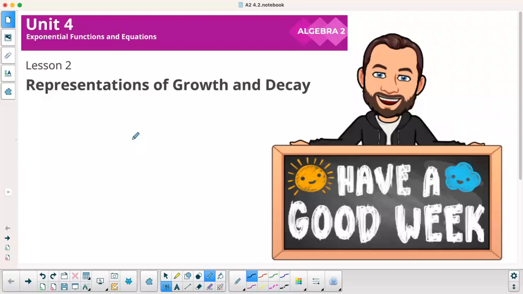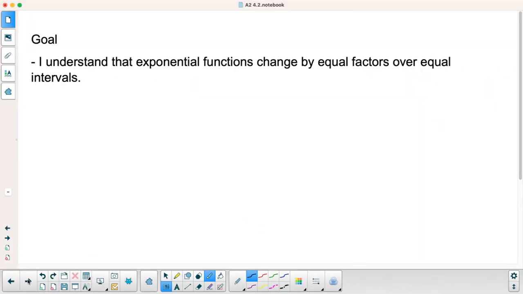Okay, Illustrative Mathematics, Algebra 2, lesson 4.2 is called Representations of Growth and Decay. All right, so our goal today: understand that exponential functions change by equal factors over equal intervals. A factor is something that you multiply. It's an important word to make sure we understand. And an exponential function is a function where the variable is in the exponent, okay?